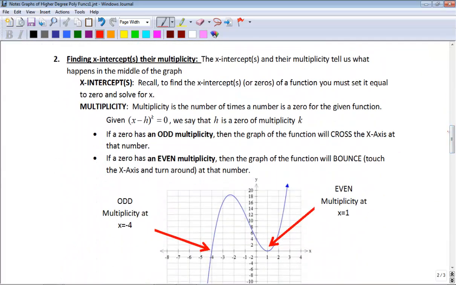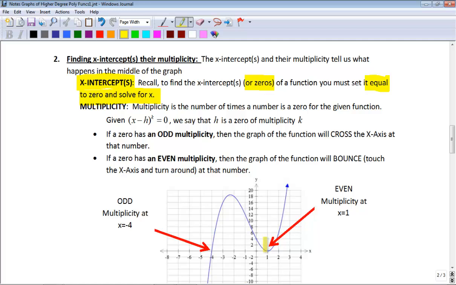So how do you find an x-intercept? Well, recall, in order to find an x-intercept, you need to set the function equal to 0 and solve for x. Now notice I said to find x-intercepts or zeros, right? We're going to start calling x-intercepts zeros from now on. And the reason that they're zeros is that they happen when the y value is 0. So they're called zeros of a polynomial. Zeros and x-intercepts are going to be interchangeable right now.